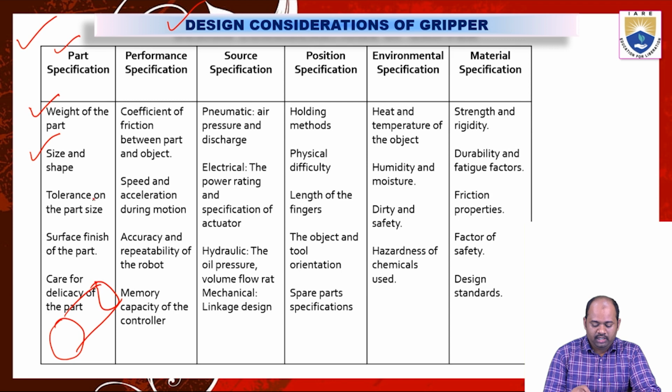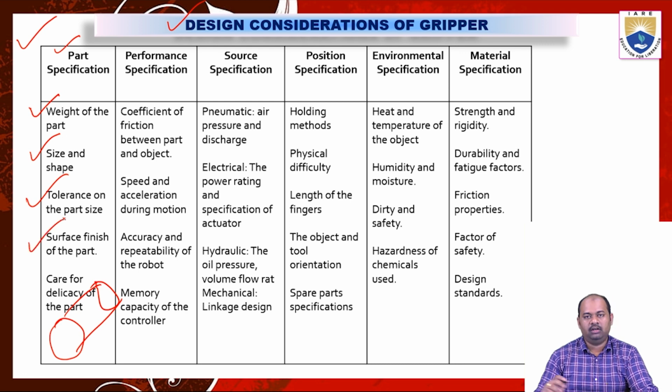Tolerance on the part size. Tolerance means how much pressure we can apply or how much distance we can leave on the object while holding. So the tolerance should be calculated. That means plus or minus 0.5 mm or 0.1 mm tolerances should be kept in mind while designing the gripper. And then the surface finish of the object. Why do we take the surface finish into consideration? Because surface finish also plays a major role.